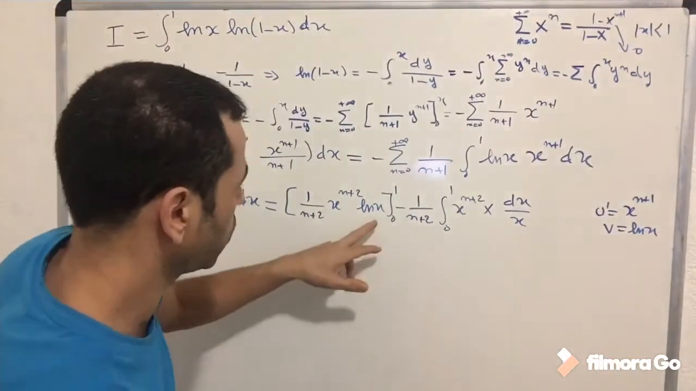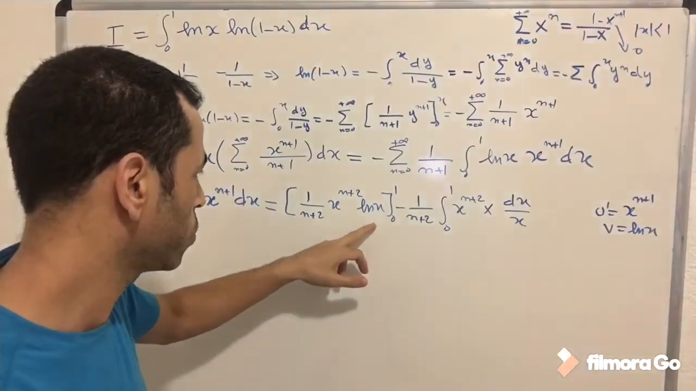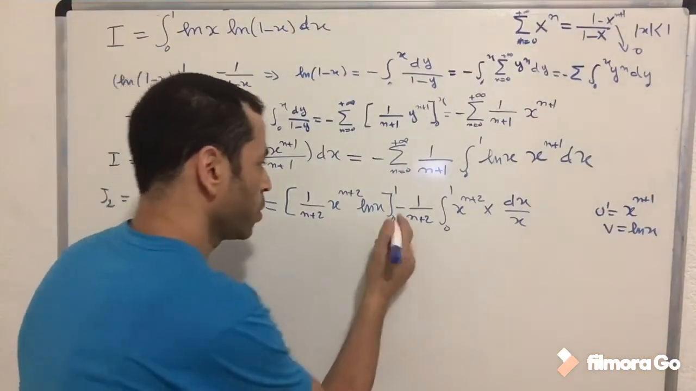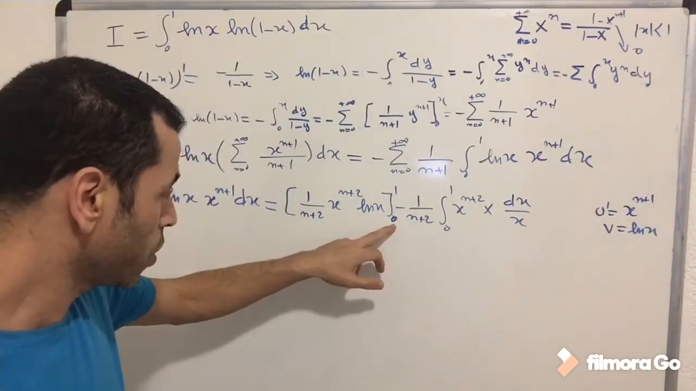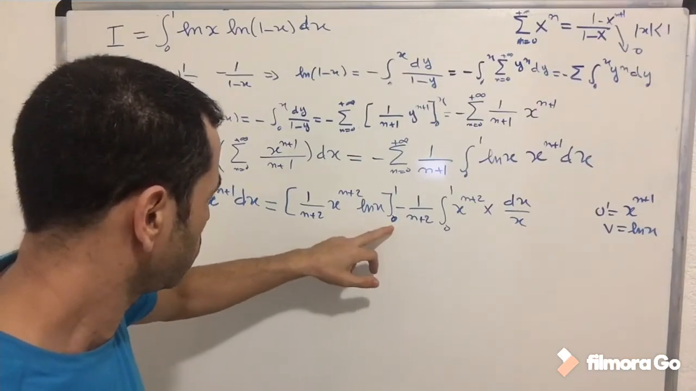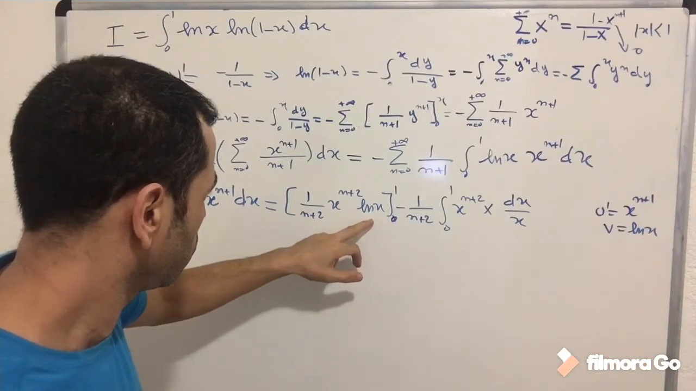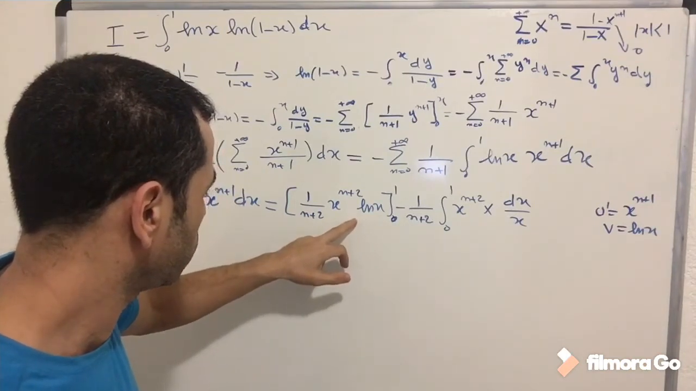Be careful calculating this one. You can plug in 1, it's okay, you'll get 0, but this one, be careful when you plug in 0. You cannot plug it in right away because it's an indeterminate form. So this one we will use the limit.